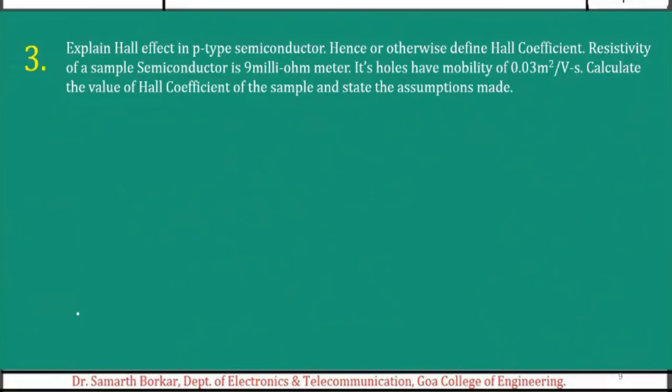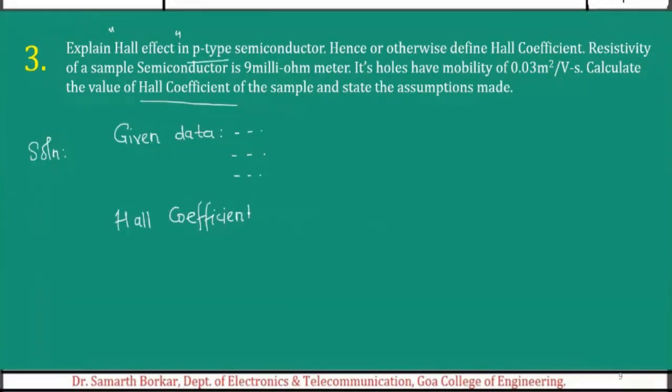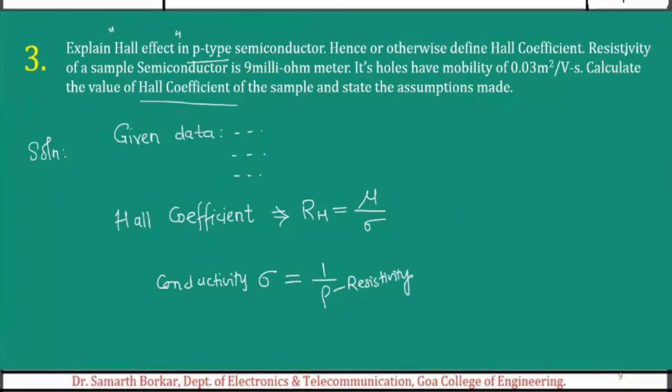The third problem is based on the Hall effect. The Hall coefficient in a p-type semiconductor is represented as RH, and this is the conductivity. The conductivity is obtained from the resistivity. The resistivity is given in the problem.